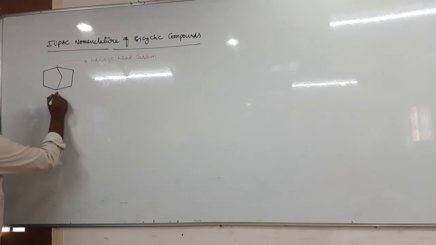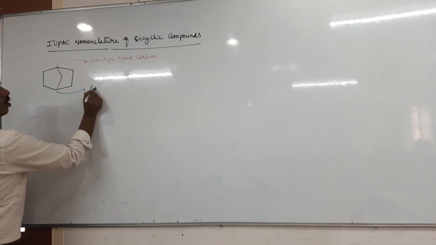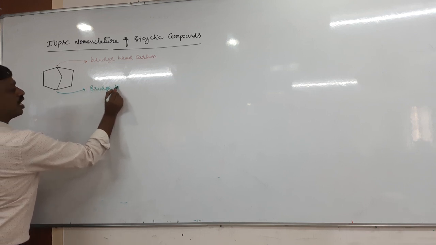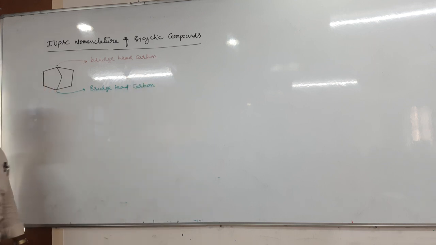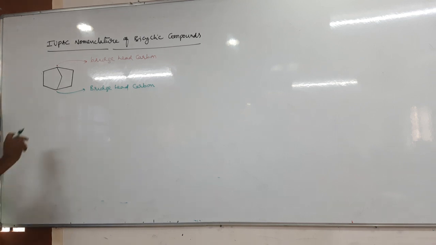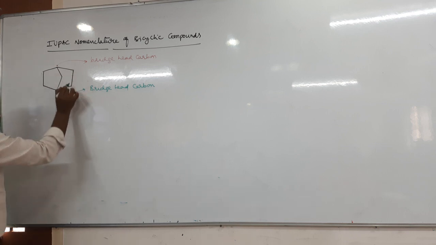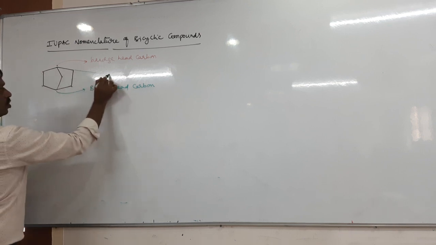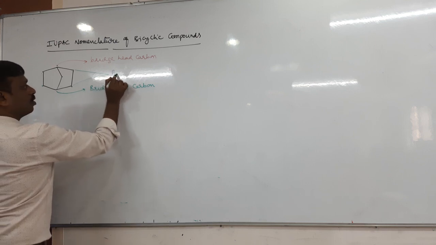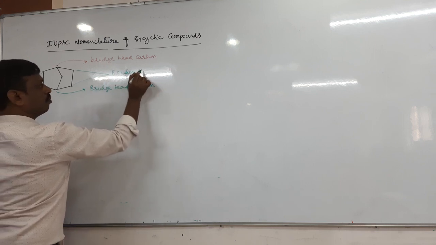And this is also a bridgehead carbon. A bicyclic compound contains two bridgehead carbons. This is a bridgehead, it is also a bridgehead carbon. Then what about these carbons? These carbons are called bridged carbons.